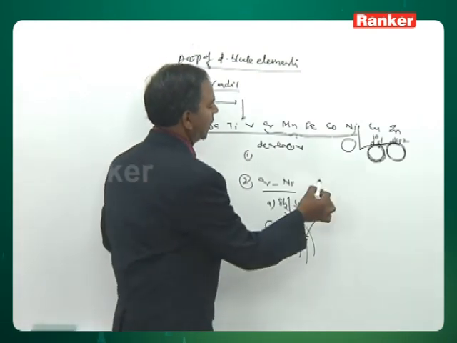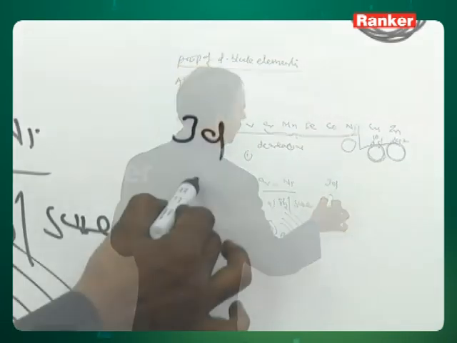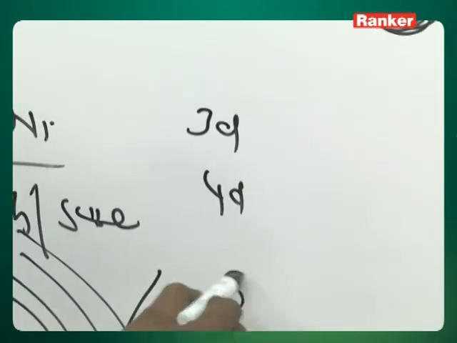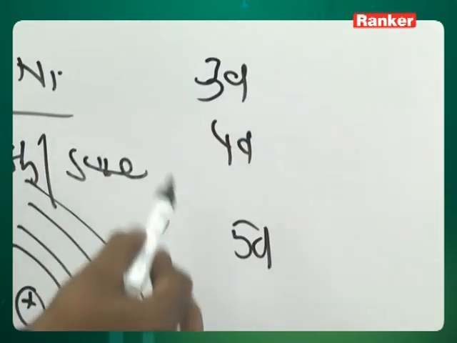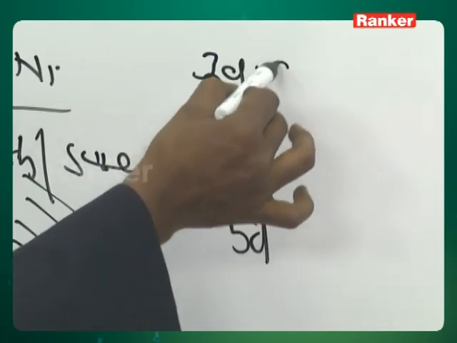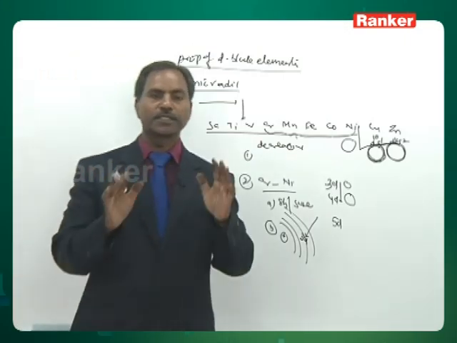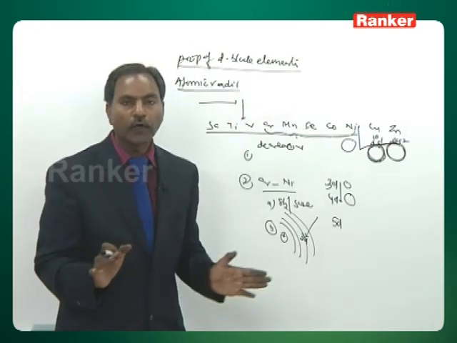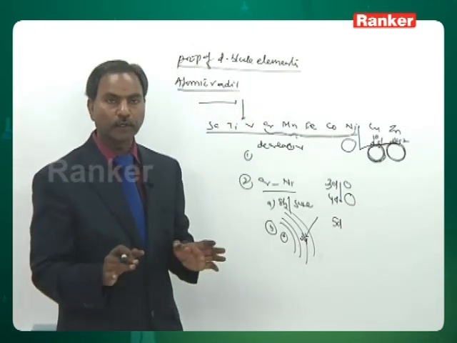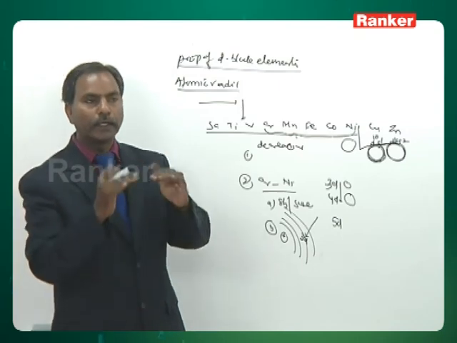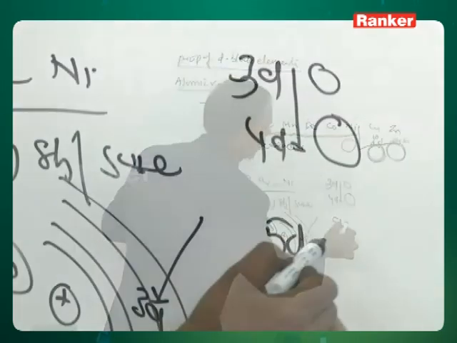Next, consider the 3D series to 4D series, 4D series to 5D series. From 3D to 4D, atomic size has to increase. Yes, increasing. 3D to 4D atomic size is increasing. But from 4D to 5D, atomic size has to increase, but it is not increasing. It is decreasing or remaining more or less the same.